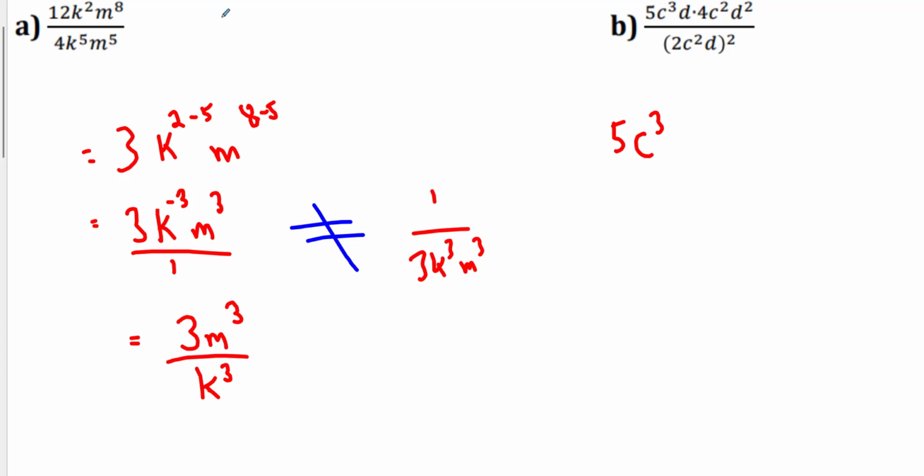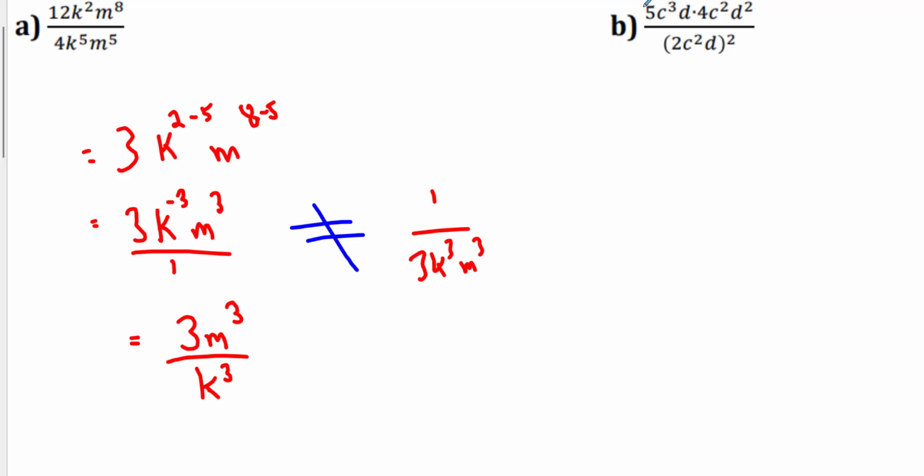Oh wait, I'm just rewriting the question. Let's just save some time and space. So we have 5c cubed times d times 4 times c squared times d squared divided by everything in the bottom. My rule is always simplify the numerator first and then simplify the denominator second, and then do the division between the numerator and denominator. Don't try to divide the numerator from the denominator without simplifying first, if possible.